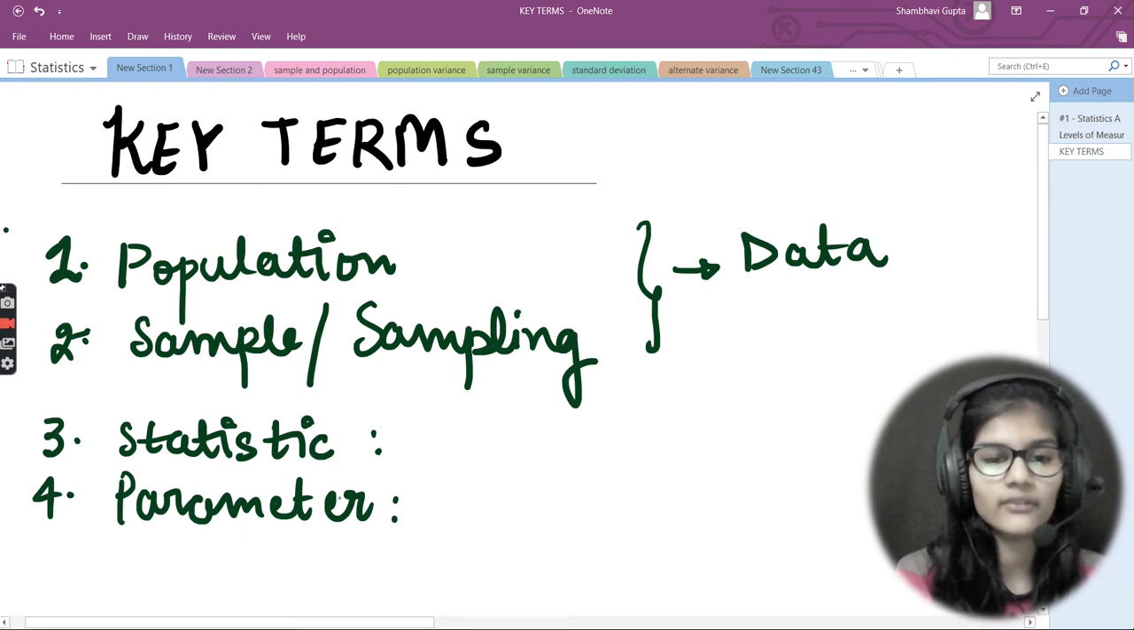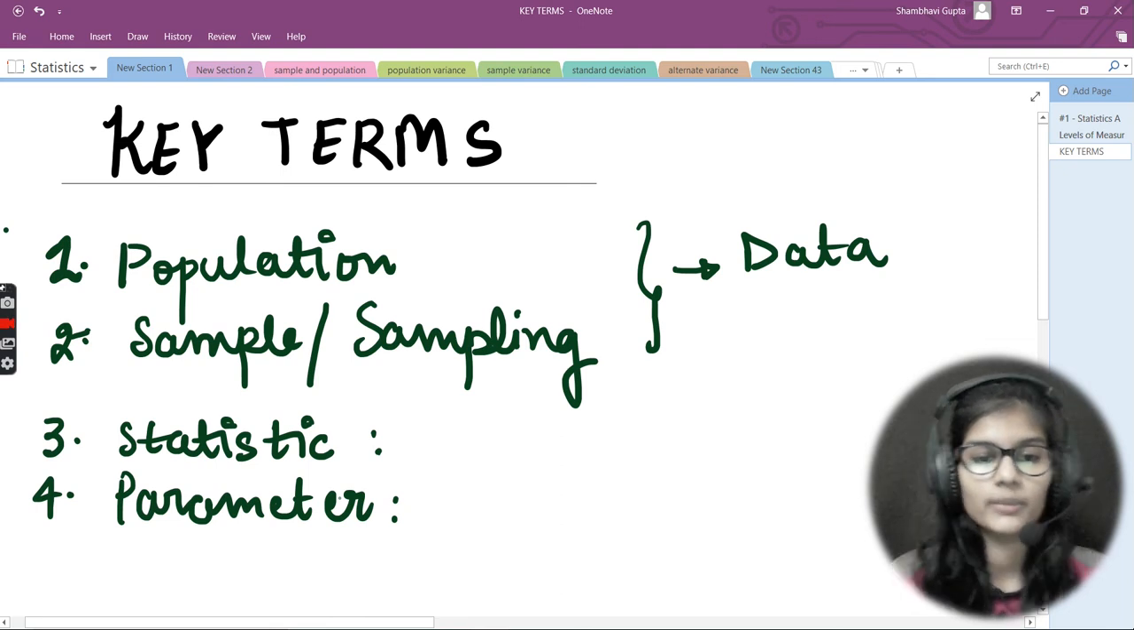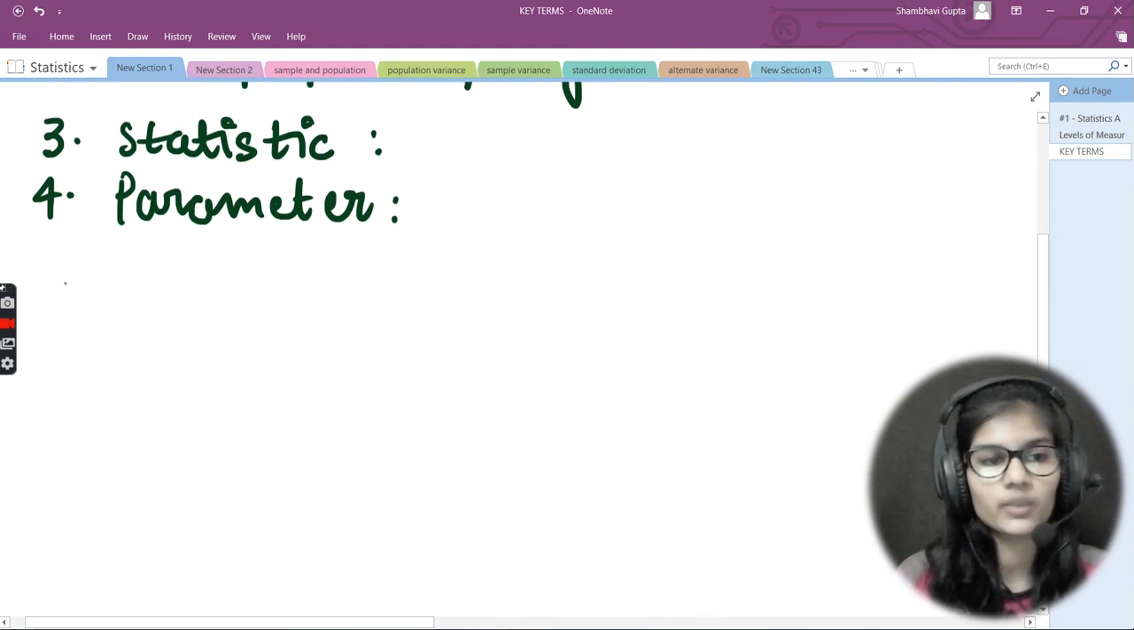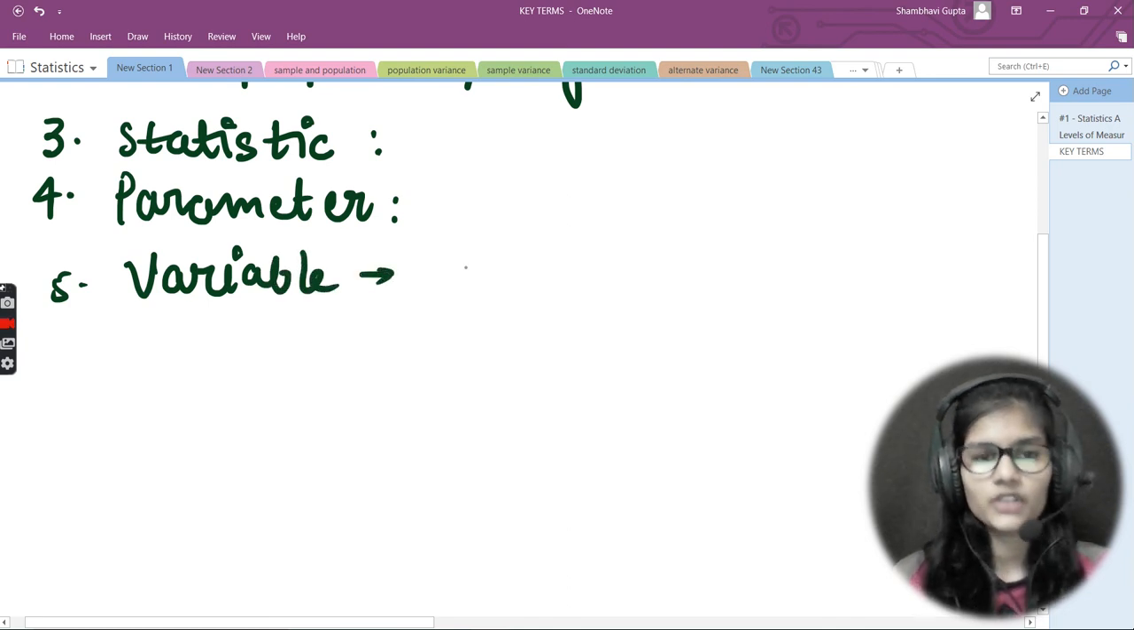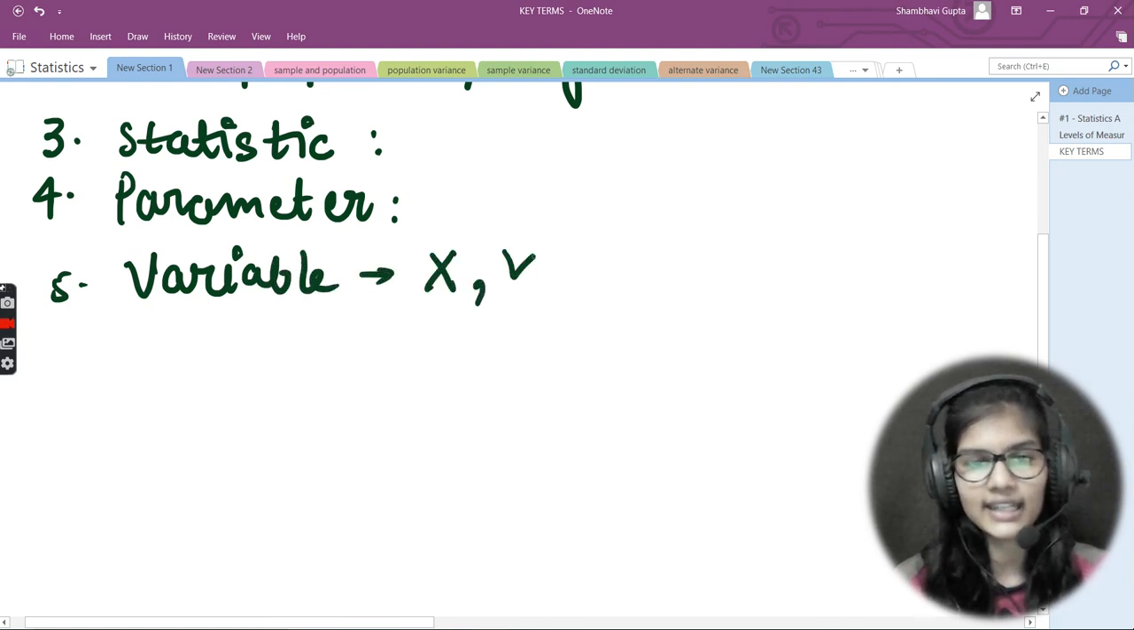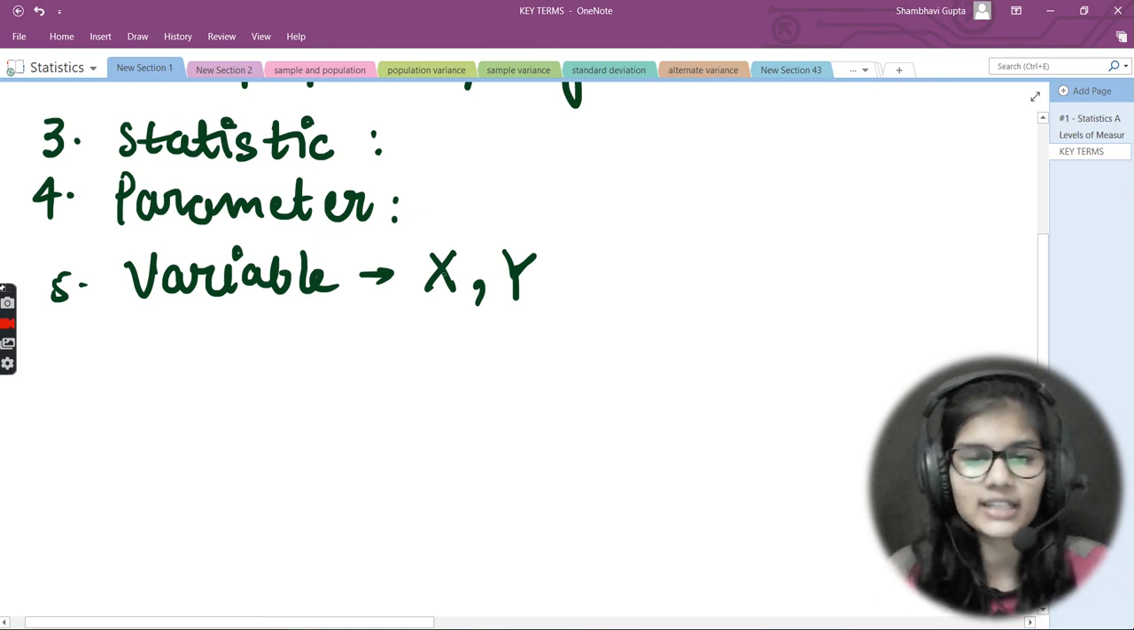Now after that we have one more important term, that is a variable. In statistics, we normally denote variables with capital letters like X and Y. A variable is basically a characteristic of interest of each person or thing in a population. Let's say you have a population. In that, what is the characteristic of interest of each person? That is what is called a variable.